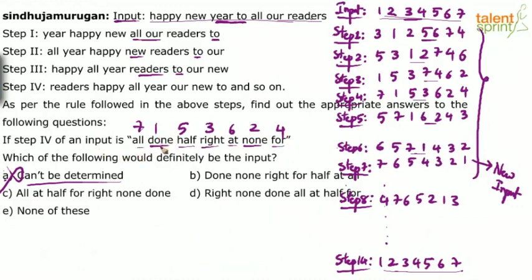So it should start with done. Is it starting with done? C is ruled out, D is ruled out. So done. Then the second word will be none. Third word will be right. Fourth word will be for. Fifth word will be half. Sixth word will be at. Seventh word will be all. Yes. So option B is the correct answer. Is that clear? Done, none, right, for, half, at, all. That's it. I think these are the 5 questions that have been asked along with this.